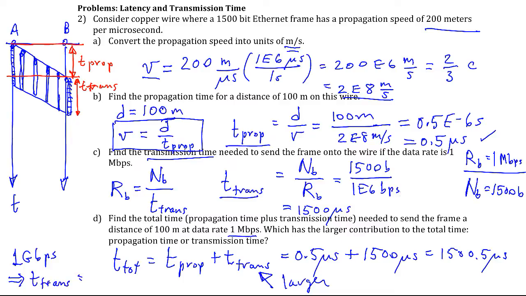And so you can see that when we get to gigabit speeds, the propagation times and the transmission times become comparable. Whereas when we're down at megabit speeds, transmission times are much larger than propagation times.